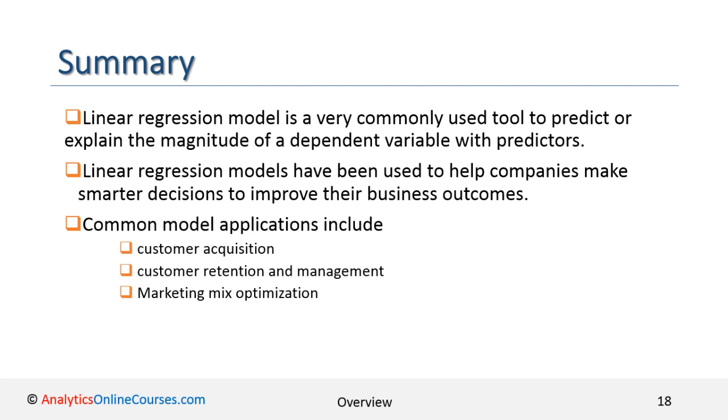Here is a quick summary of what we have learned in this section. Linear regression model is a very commonly used tool to predict or explain the magnitude of dependent variable with predictors. Linear regression models have been used to help companies make smarter decisions to improve their business outcomes. Common application of linear regression models include customer acquisition, customer retention and management, marketing mix optimization. This is the end of the section.